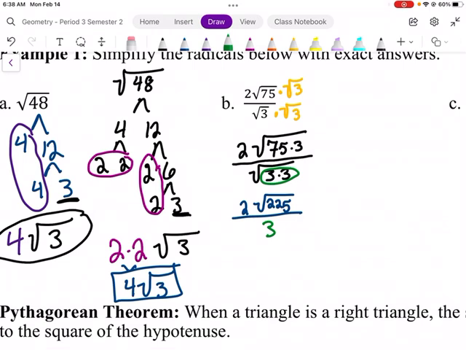And then you can do a factor tree if necessary. But the square root of 225 is 15. So we'll have 2 times 15 on top, which is 30, divided by 3, which will be 10. So that's one way you can simplify when you have a square root in the denominator.